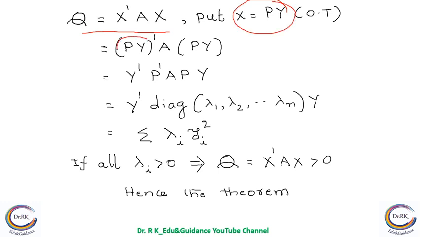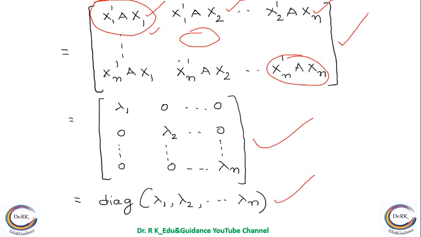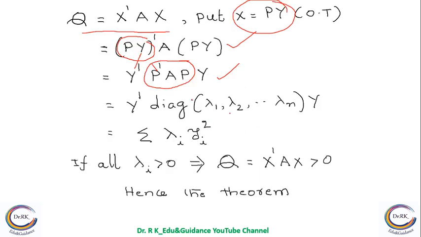Then (Py) whole transpose A Py. Then the same, (AB) whole transpose equals B transpose A transpose. So it becomes Y transpose P transpose AP, and this is Y transpose into P dash AP, that is P transpose AP, what we derived just now previously. P transpose AP is nothing but the diagonal matrix consisting of lambda 1, lambda 2, and so on, lambda n. So Y transpose times diagonal of lambda 1, lambda 2, and so on, lambda n.